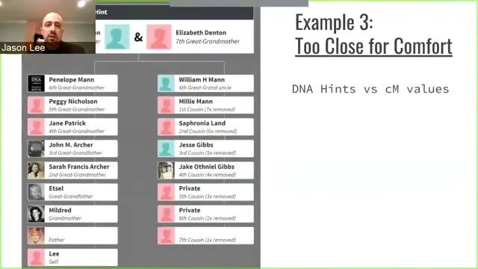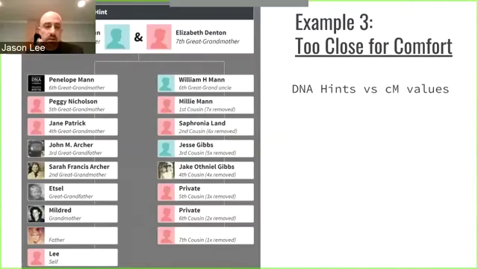So now moving on to example 3, the image here is partially obscured, but this is Thomas Mann and Elizabeth Denton. This is a match for my sister. This match also matches me, but my sister is the best match in the family, so we're focused on her in this example. And here we have a very distant relationship, seventh cousins, once removed.